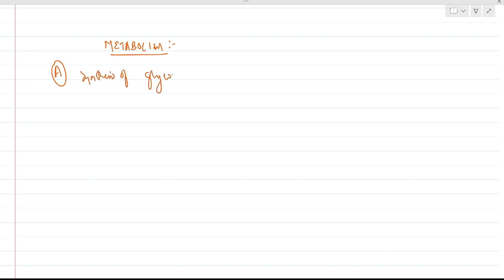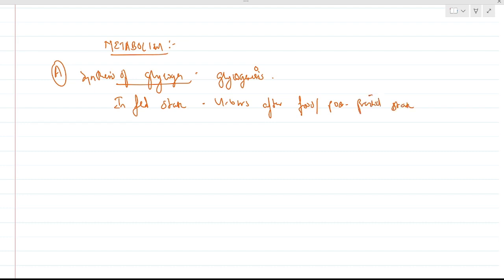Now we are moving on to the main part, the metabolism. First is the synthesis of glycogen, obviously, glycogenesis. This glycogenesis occurs in the fed state, when food is present in our body, 4 to 6 hours after food, or the postprandial state. We have the pre-prandial state before food and the postprandial state after food. The cytoplasm is the site of glycogenesis.